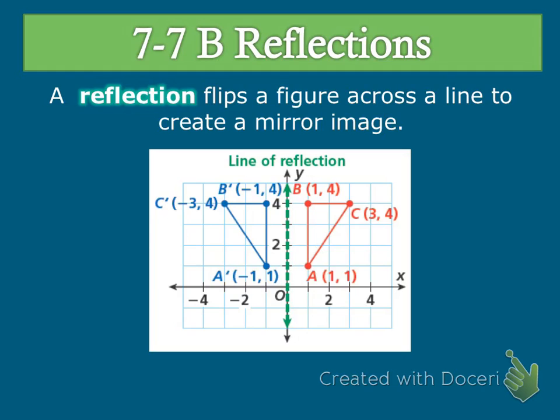Now a reflection is when we flip a figure across a line to create a mirror image. If you look at the red triangle, the original one was ABC, and we are reflecting it over the y-axis, and it becomes A prime, B prime, C prime.